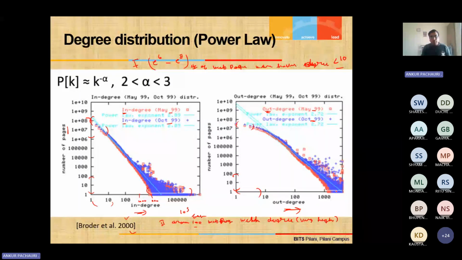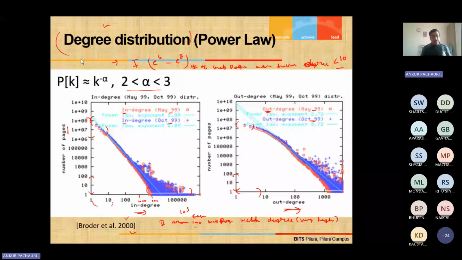Okay, so that means that phenomenon exhibits with alpha values ranging from 2 to 3. So what does he try to infer? He tries to infer that even the degree distribution in a real graph exhibits the power law. He didn't do anything. He just observed the degree with respect to number of web pages, in degree and out degree.